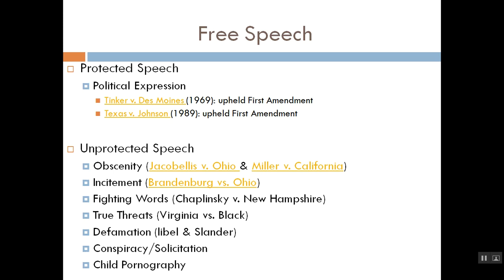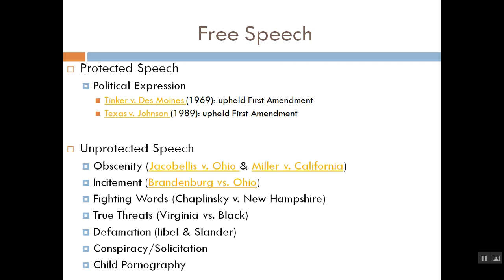The court here being a civil court rather than a criminal court, but nevertheless a court and therefore a part of the government. So it's not protected when you slander somebody. Although there are some exceptions for elected officials that we're going to get from a case called New York Times versus Sullivan. Conspiracy and solicitation, these are not protected speech.